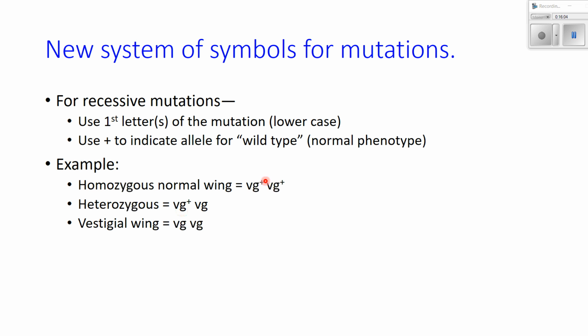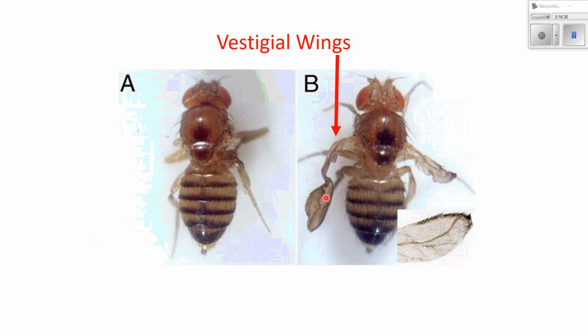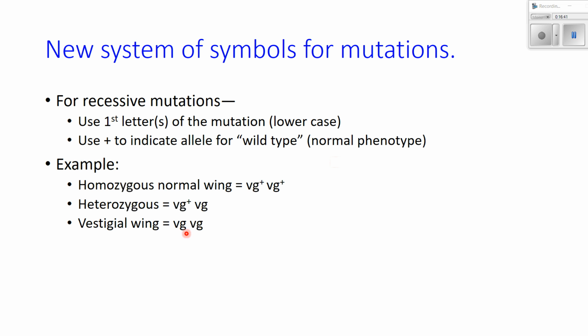So there's three possible genotypes. You could have a fruit fly that's vg+ vg+. I know that sounds weird, but that's what it is. vg+ vg+. That's homozygous dominant for normal wing. Or you could have a heterozygous fly that's vg+ vg. That would be heterozygous. It would still have normal wings, though, because vg+ is dominant. And then the only way you're going to have a fly that looks like this with vestigial wings is if it's homozygous recessive, vg vg.